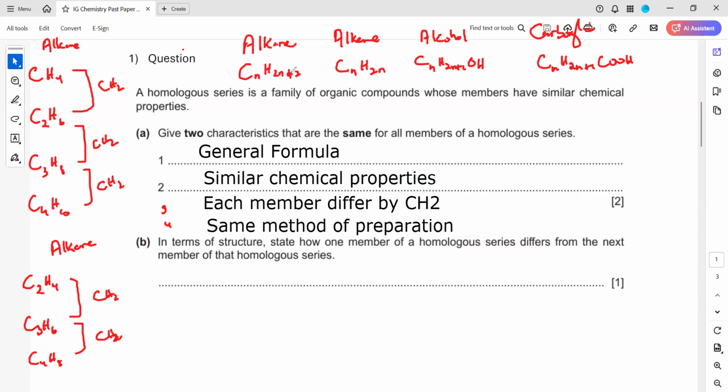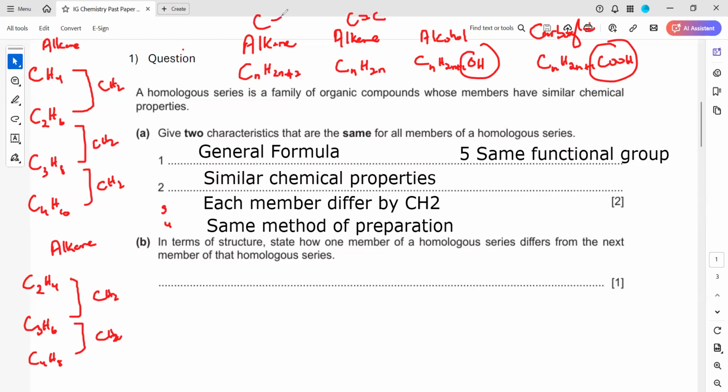So it is CnH2n+2. That's the general formula for alkane. Another characteristic, they have the same functional groups. So all these members have the same functional group, like alcohols contain OH. If carboxylic acid is there, it contains COOH. If alkenes are there, throughout the structure there is a double bond. And if alkanes are there, throughout the structure they will have a single bond.